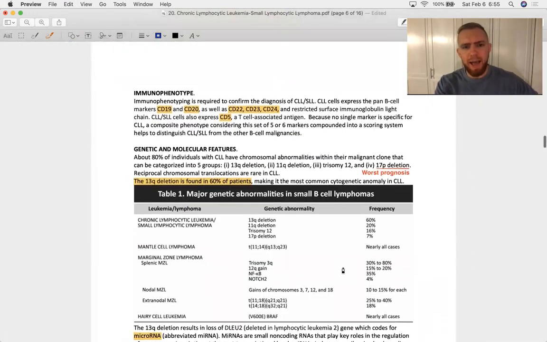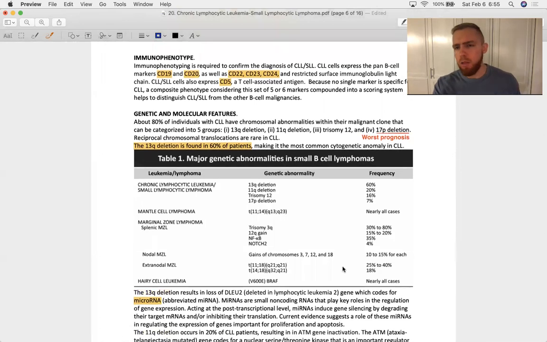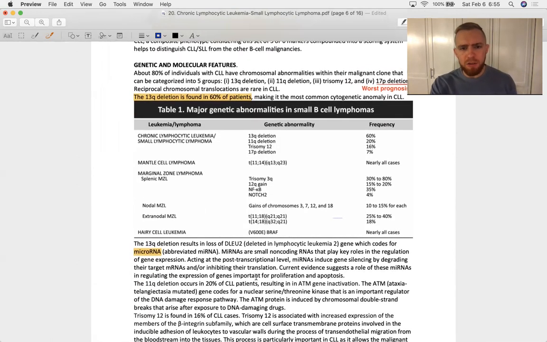Back to CLL. All the mature B cell markers you'll see positive in this cancer: 19, 20, 21, 22, 23, 24. And then CD5 is the big one. This is the only leukemia expressing CD5. A little bit about genetics. Not typically what you need to know about CLL.